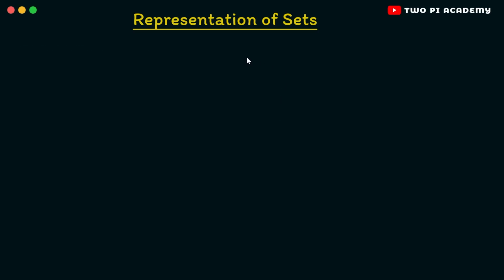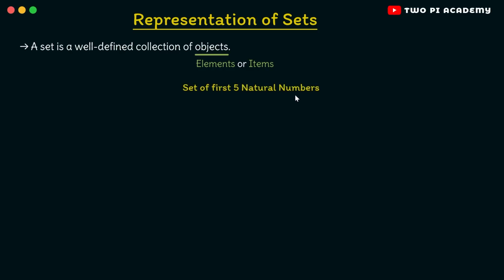First of all, you might know that a set is a well-defined collection of objects. Here objects can also be called elements or items of the set. So for example, the set of first 5 natural numbers. Sets are usually denoted by capital English alphabet. So therefore, let's name this capital A. So therefore, capital A is the set of first 5 natural numbers.